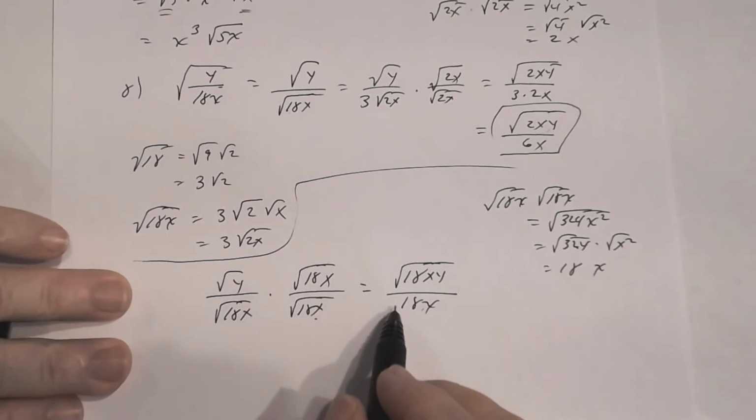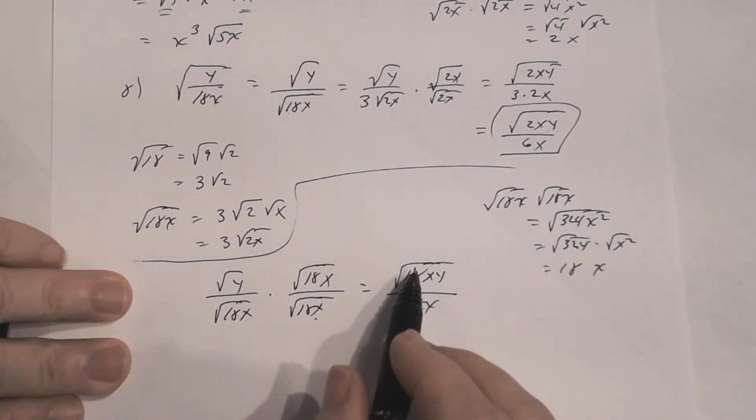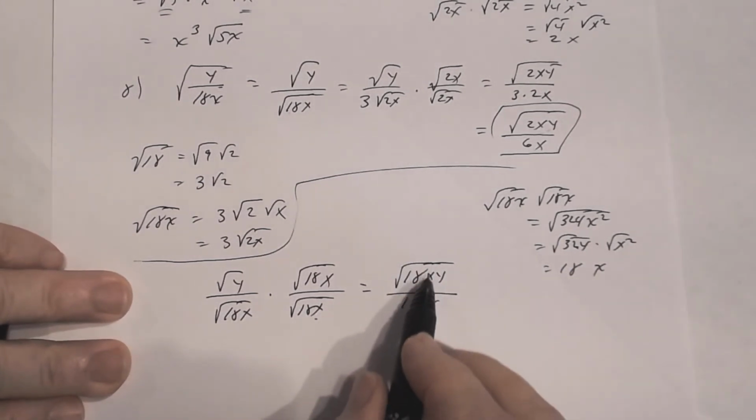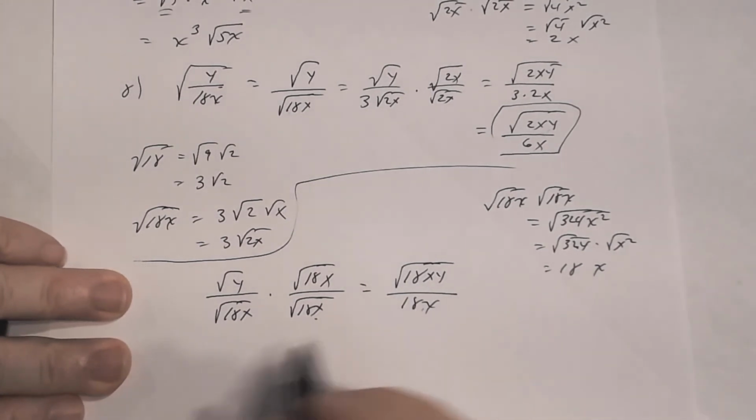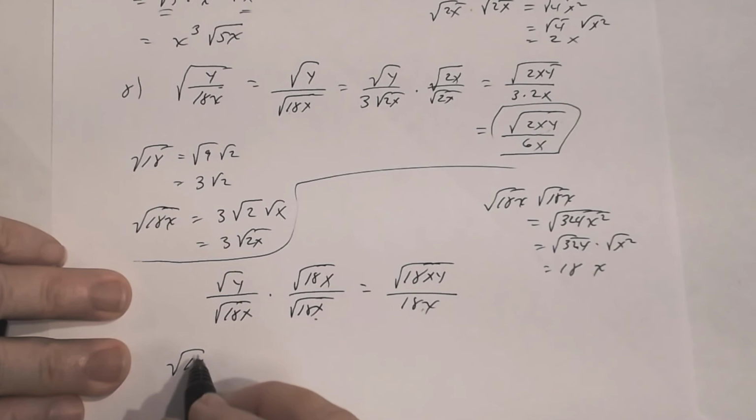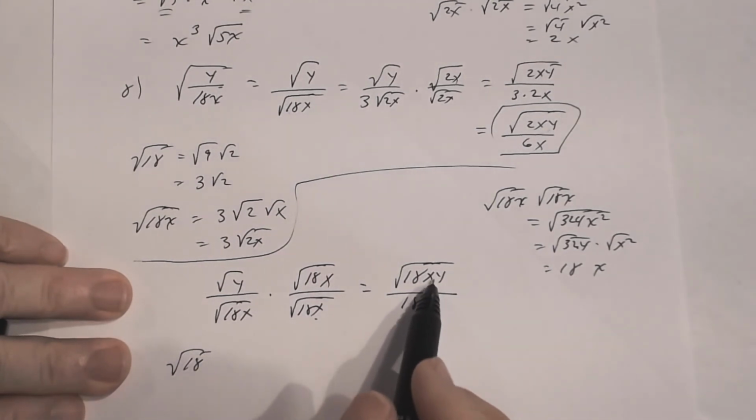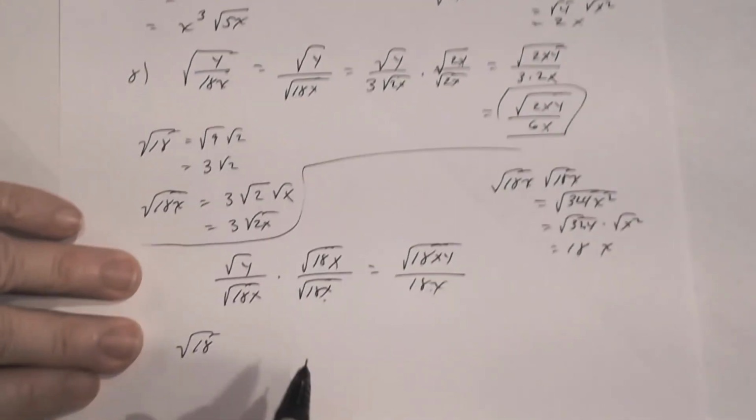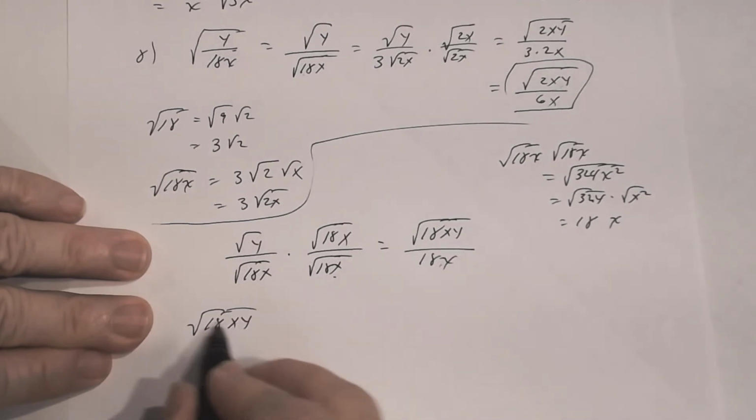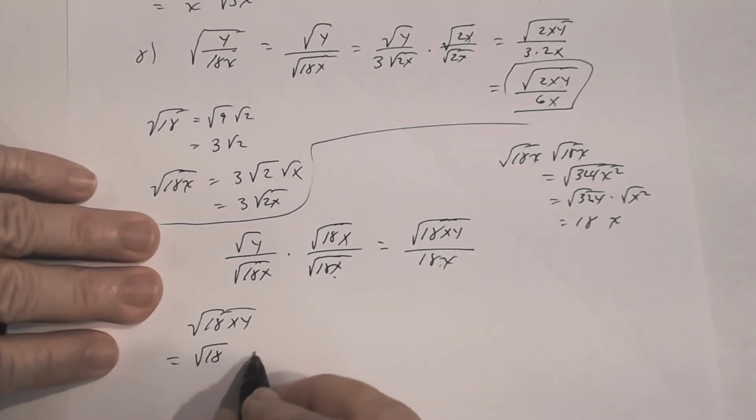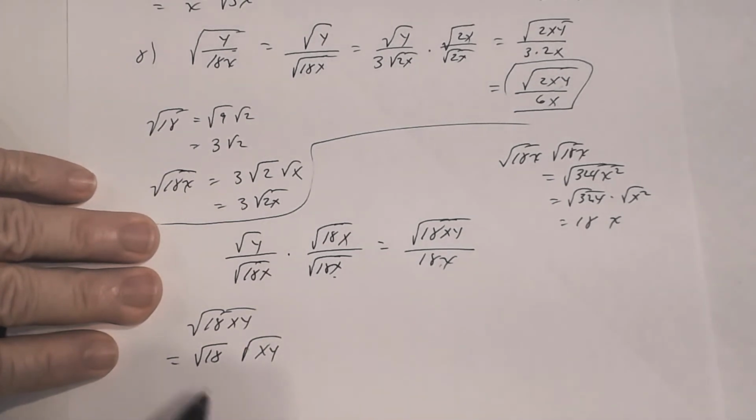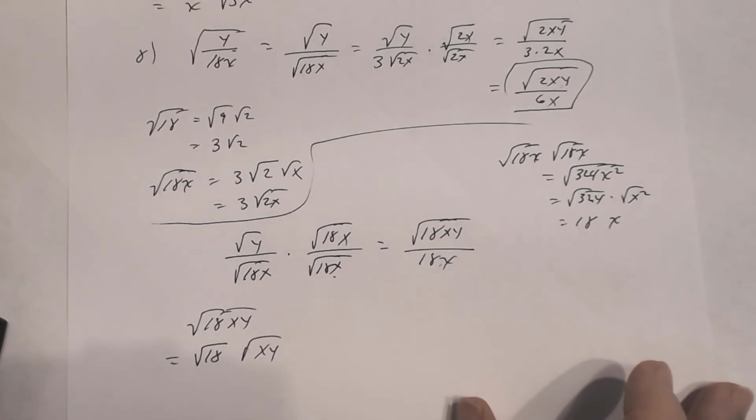But here's the answer. Don't leave it like this, though. Some of you will, because you're going to forget to ask yourself, can I simplify the square root of 18? And the answer is yes. I can simplify the square root of 18. I cannot simplify the square root of x, and I cannot simplify the square root of y. But here's the thing. See where I had that numerator? So that, using a product rule, that's going to be the square root of 18 times the square root of xy. I'm going to leave that as xy because I know I cannot simplify that. But I can simplify the square root of 18.